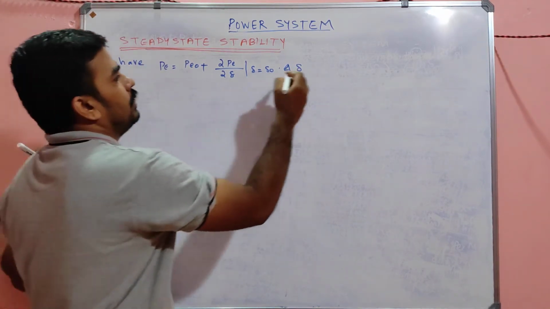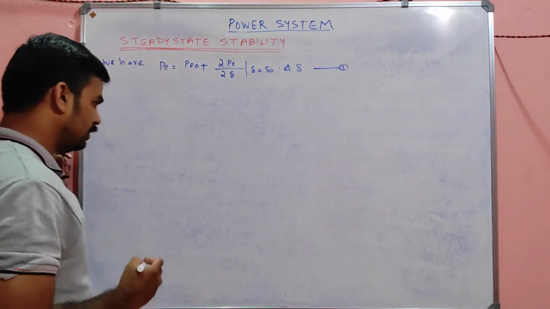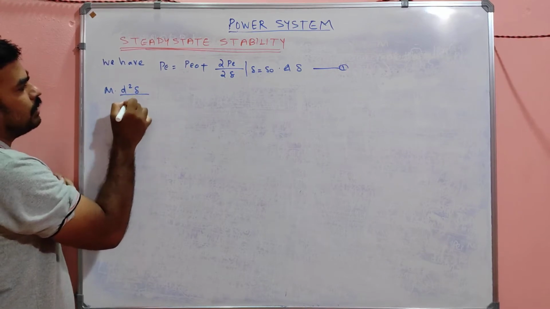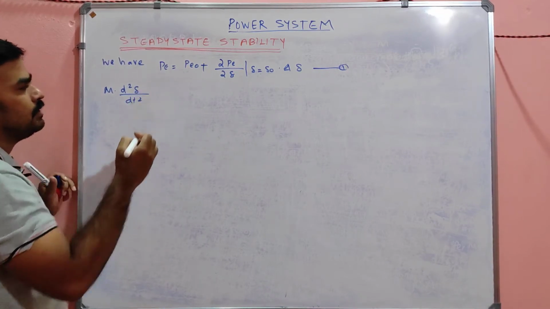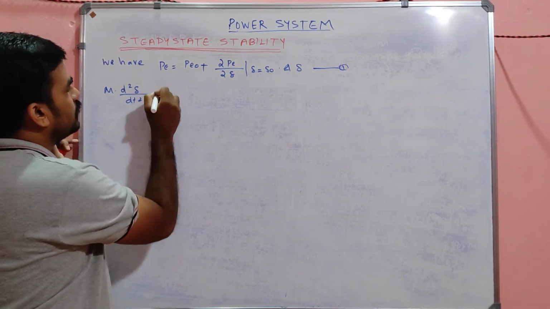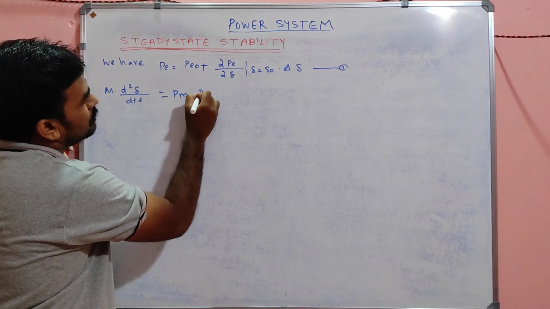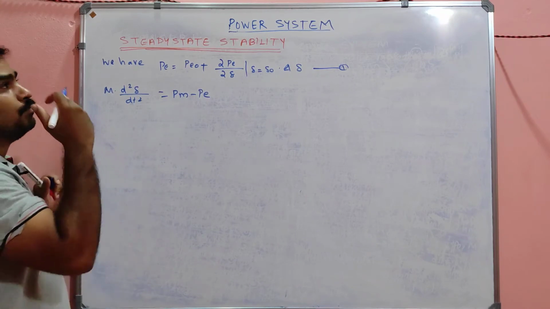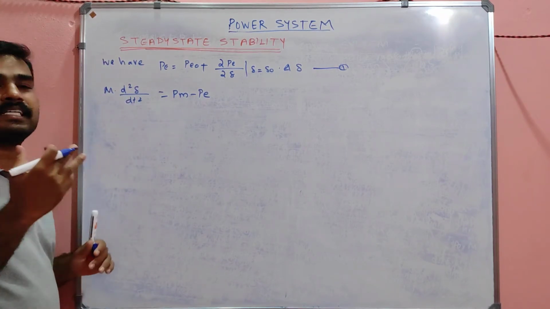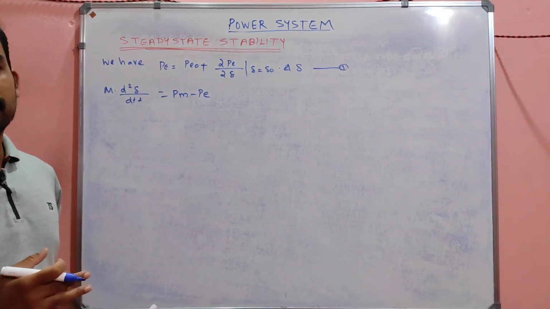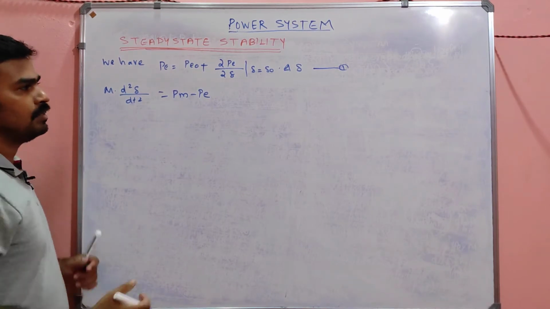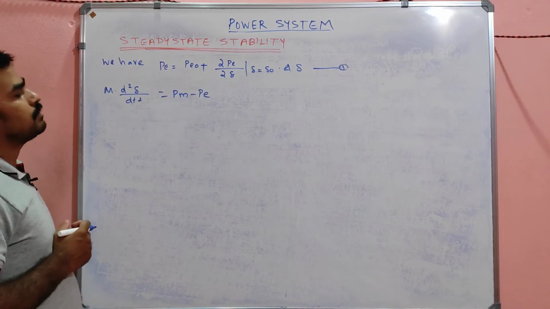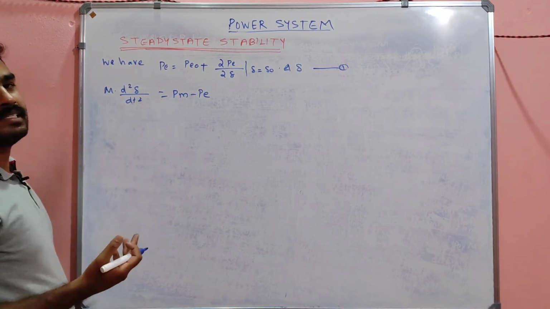Listen, my dear. Let this be equation number 1. What will be the swing equation? M into d²δ/dt² equals Pm minus P. Am I right, my dear? This is the basic swing equation. The steady state stability can be analyzed with the swing equation, as I already told you. So M d²δ/dt² = Pm − P is the swing equation.